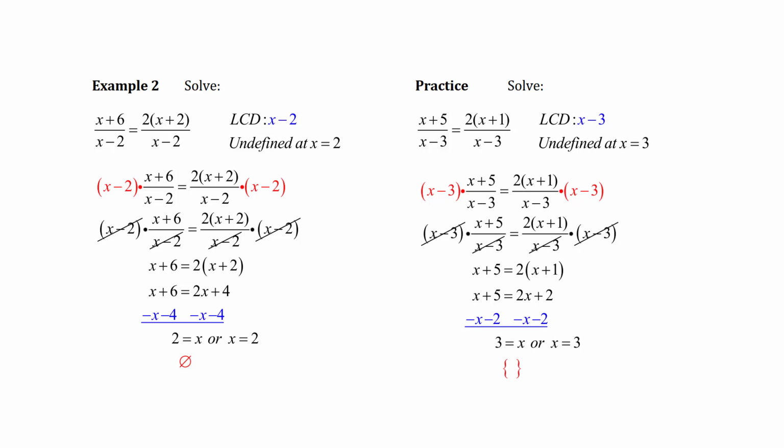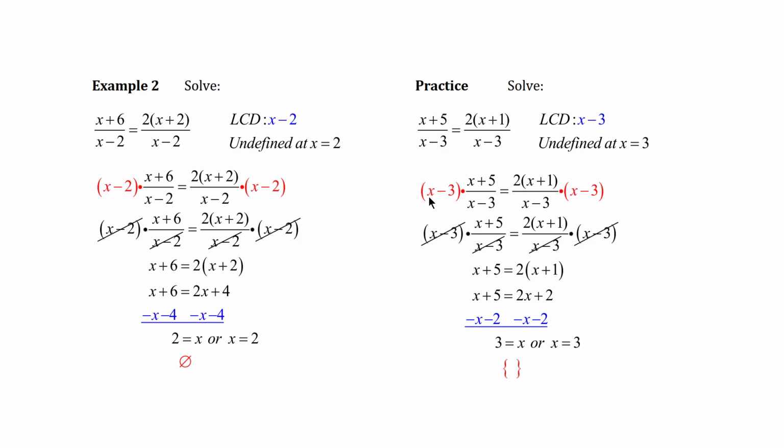Okay, so let's go over the solutions. First, we take a look at the domain for this rational equation. The only value of x that we cannot use is 3. So the rational equation is undefined at x equals 3. Next, we get rid of the fractions by multiplying by the LCD, which is x minus 3.